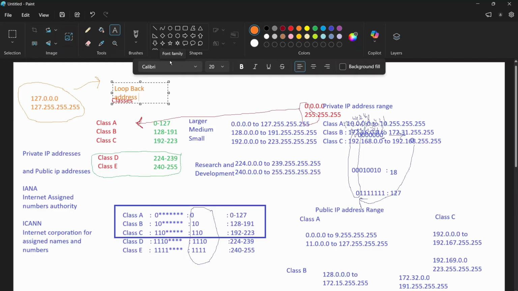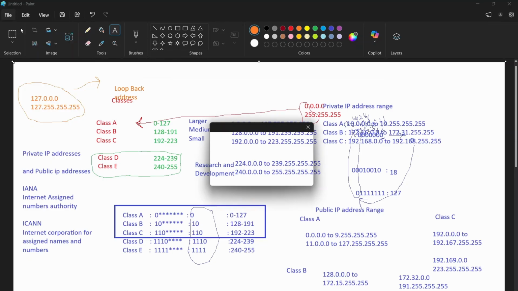Then we discussed the private IP addresses and public IP addresses. Private IP addresses are free; we assign them in the organizations. Public IP addresses we have to purchase from the IANA. We also discussed the differences between them. Private IP address class A is 10.0.0.0 to 10.255.255.255. Class B is 172.16.0.0 to 172.31.255.255. Class C is 192.168.0.0 to 192.168.255.255. Remaining all are public IP addresses. So till here we discussed.